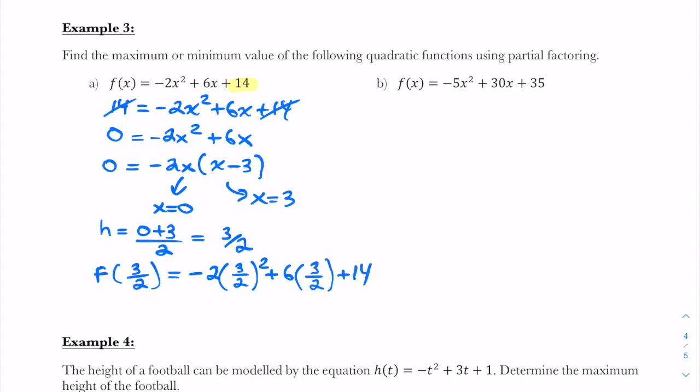Okay, and to save a little bit of space, we'll just do this in one shot. As a simplified fraction, this will work out to be 37 over 2. Because our a value is negative, that means the parabola opens downward, suggesting that this is a maximum. So therefore, the maximum value is 37/2.